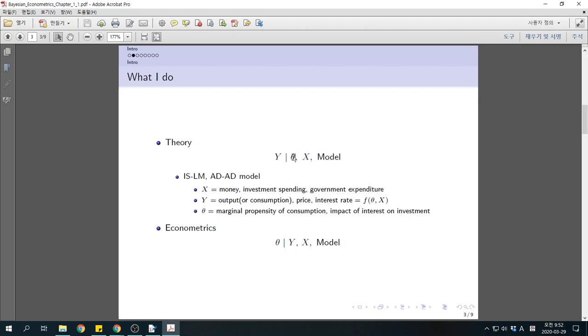Given the parameters and exogenous variables, they derive the endogenous variables. This is their job. This is what they do, right? And what about the econometricians? The information of the econometricians is different. It's totally opposite.